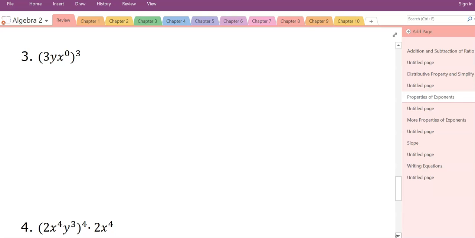For this next one, because it's the power of a power property, this 3 on the outside is going to apply to all the terms on the inside. So you're going to have 3 to the third power, y to the third power. The x to the 0 becomes 1, so you don't have to do anything with that. The last thing is 3 to the third is going to be equal to 27, and then you have y to the third power.